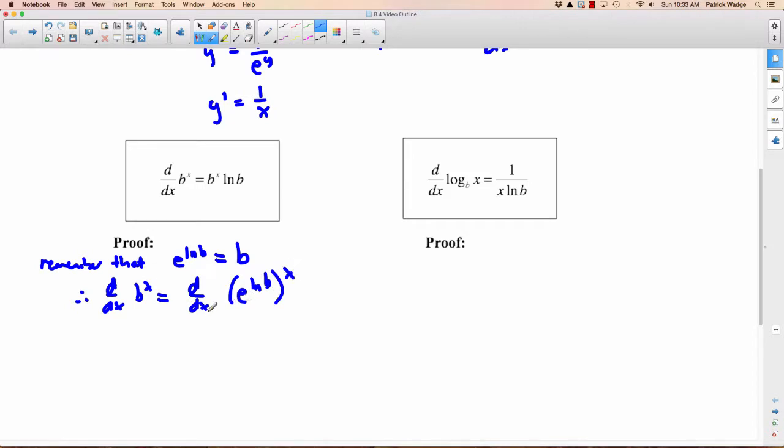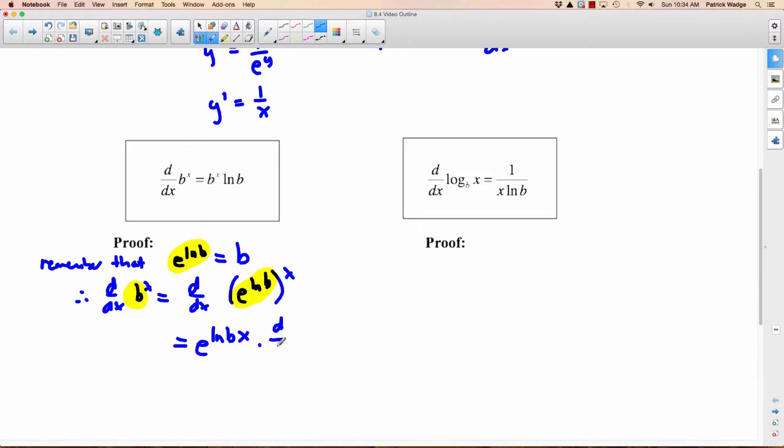Does that make sense? All I've done here is replace this b right here with this amount right there, right? There it is right there. Just replaced it because we've already stated that these two things are equal to each other. Okay, so now we just have to take the derivative of this. Well, the first thing we would do is take a look at the outer function, which is e to the something. So it's just going to stay the same. It's still going to be e to the natural logarithm of b times x.